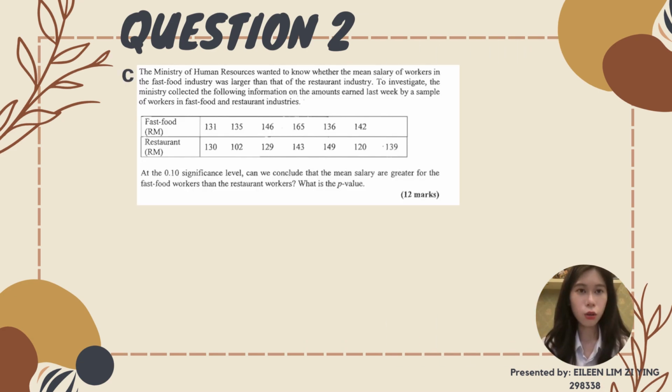For question 2c, also use the 5-step hypothesis testing. Step 1, the keywords in the question state that the mean salary is greater for the fast food workers than the restaurant workers.